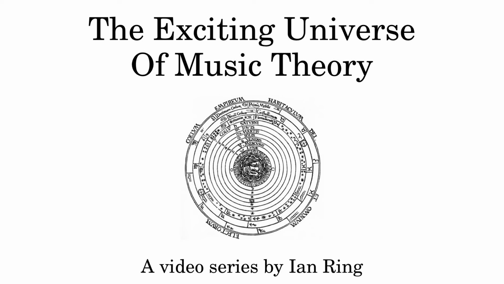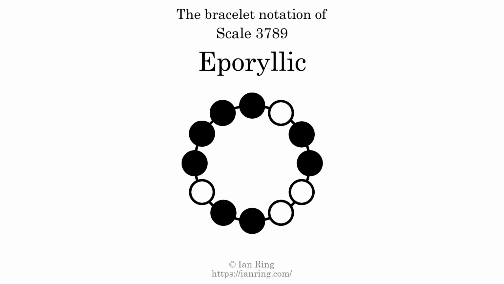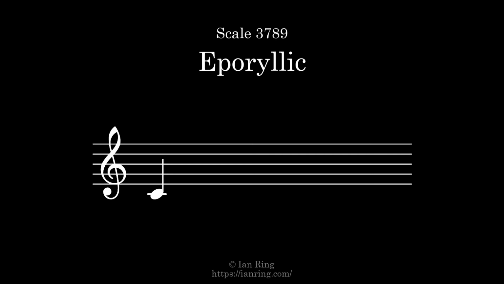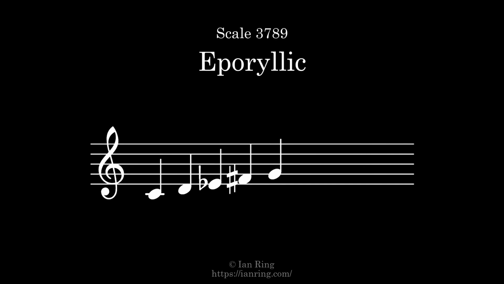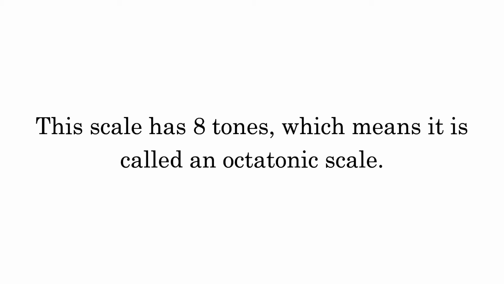Welcome to the exciting universe of music theory. Are you ready to learn? Then let's begin. Today we will talk about scale 3789, Eporyllic, which sounds like this. This scale has 8 tones, which means it is called an octatonic scale.